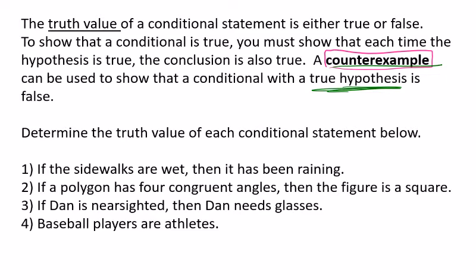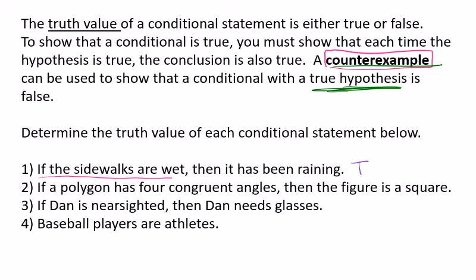So number one, if the sidewalks are wet, then it has been raining, right? So for every time the sidewalks are wet, is it true that it must have been raining? And the answer is, probably not. Yeah, this could be due to sprinklers or maybe someone washing their car on the street. So this would not be a true statement, right? All right. And number two, and we mentioned a couple of counterexamples for number one.